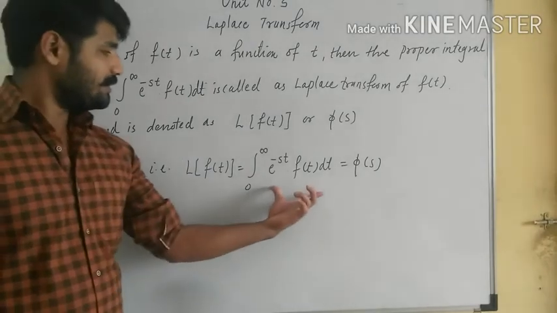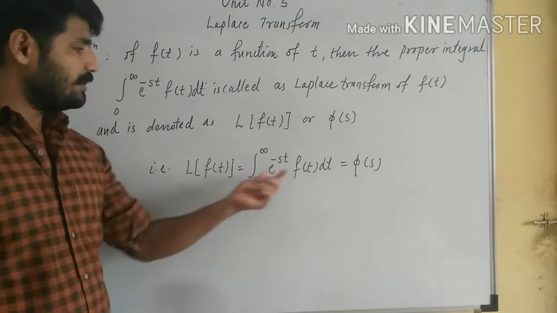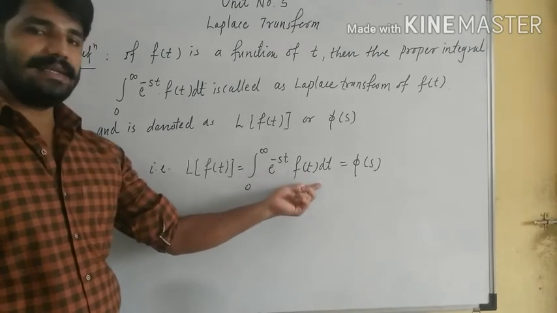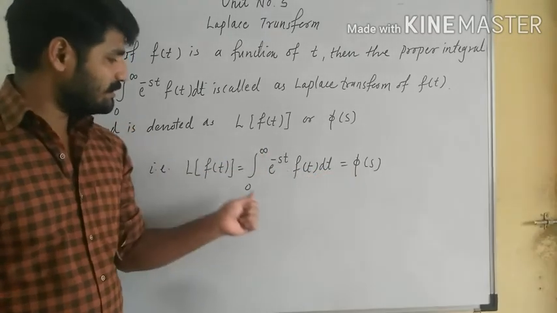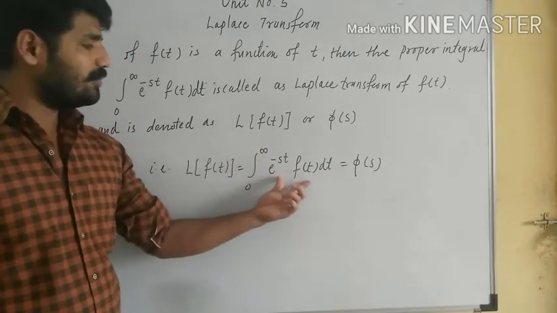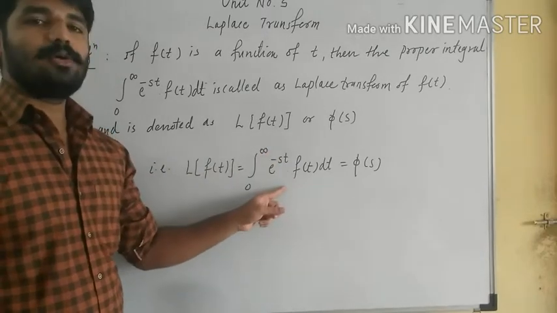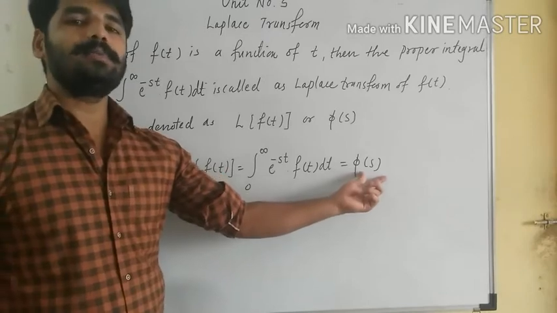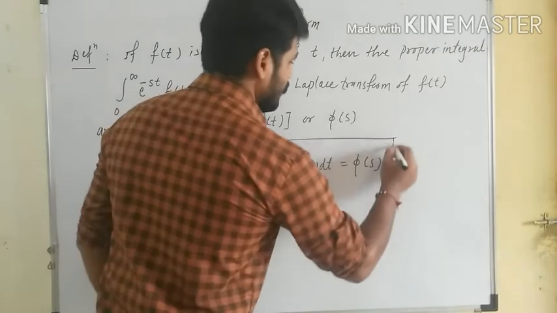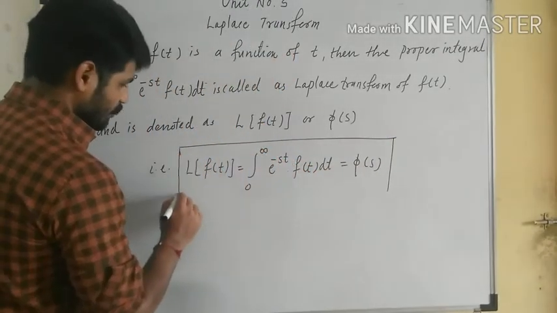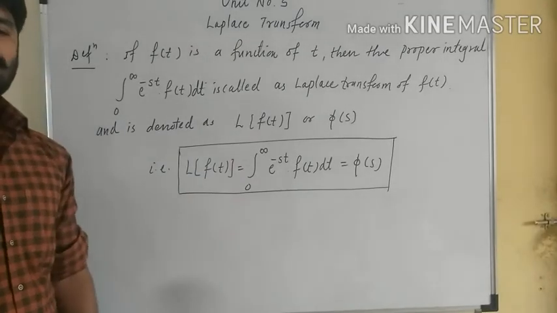So see the definition. The value of this integral is nothing but your Laplace transform of f of t. f of t is the function present in the integrand, limits from 0 to infinity, that is equal to phi of s. That means these are the limits of t, and if we evaluate this integral and substitute the upper limit as well as the lower limit, we get a function of s. That's why we denote it phi of s, that means function of s. So this is the simple definition of Laplace transform. We have to use this definition to find the Laplace transform of different types of functions.